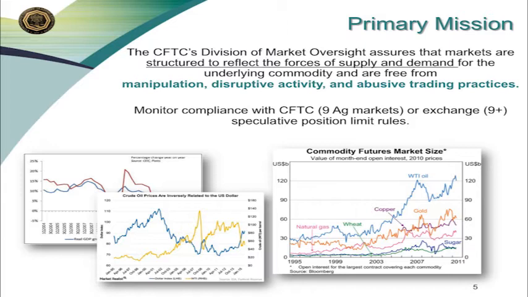One major area of responsibility is to monitor for compliance with federal or exchange speculative position limits. Currently, there are 9 agricultural markets with federal position limits. Those markets are the 3 wheat contracts, one that trades in Kansas City, the other one trades in Chicago, and the third in Minneapolis. The rest of the commodities are corn, oats, soybeans, soybean meal, soybean oil, and cotton.